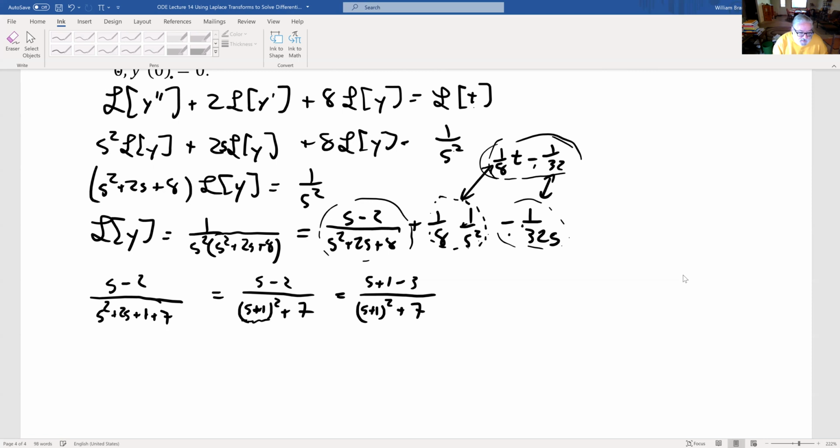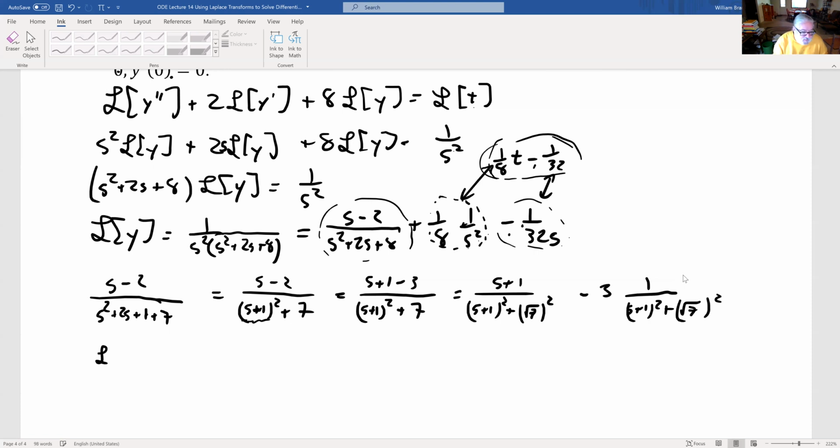So we'll rewrite s minus 2 as s plus 1 minus 3. And now I can break these apart. Again, s plus 1 over s plus 1 squared. And 7, keep in mind, is square root of 7 quantity squared. And then minus 3 over s plus 1 squared plus square root of 7 squared.